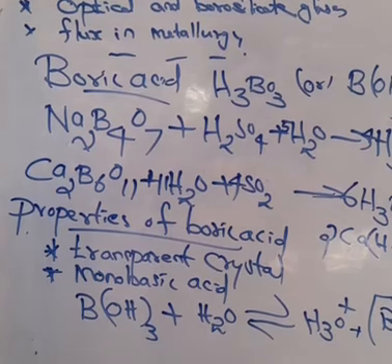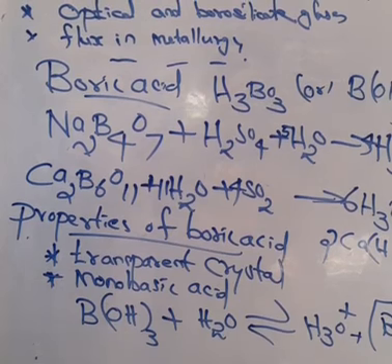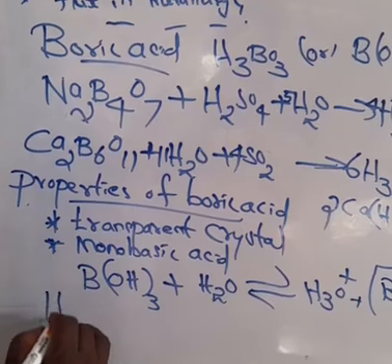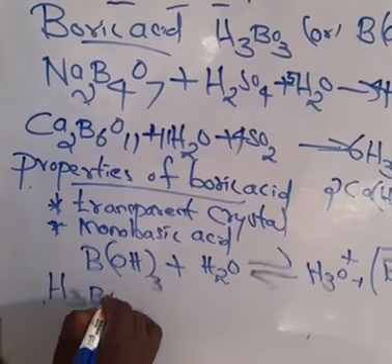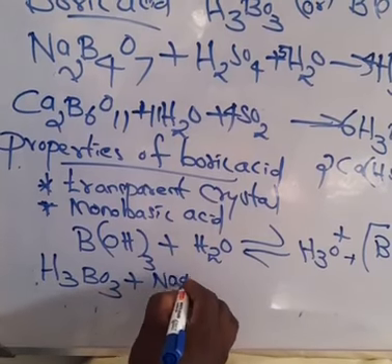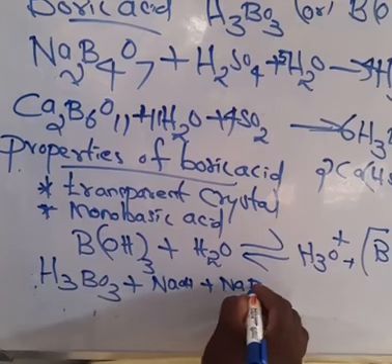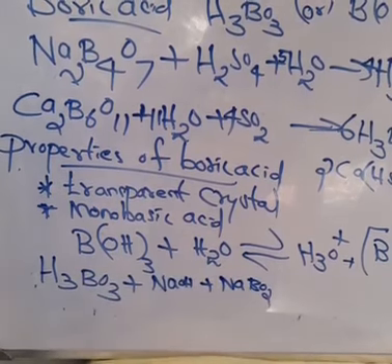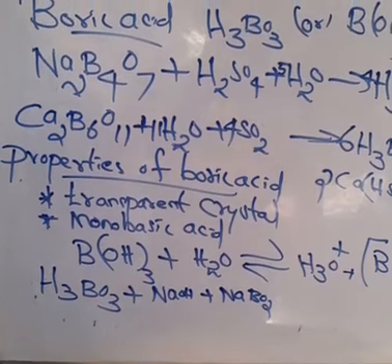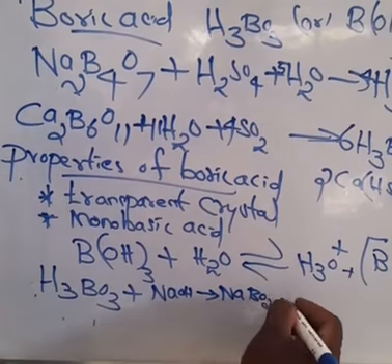Next, one of its reaction properties, it reacts with sodium hydroxide. Boric acid, formula H3BO3, reacts with one molecule of sodium hydroxide, NaOH. We get NaBO2. What is the name of NaBO2? Sodium metaborate. We get NaBO2, sodium metaborate, plus water.